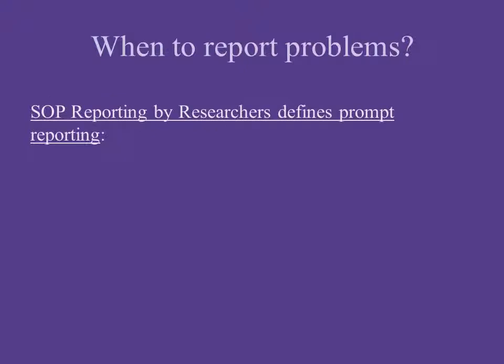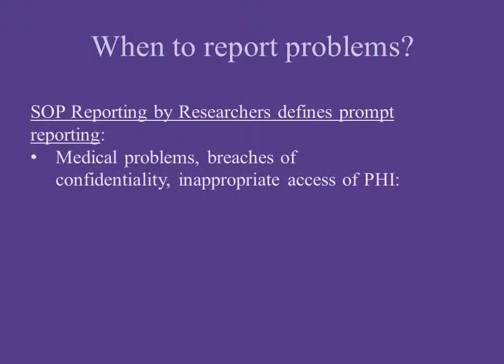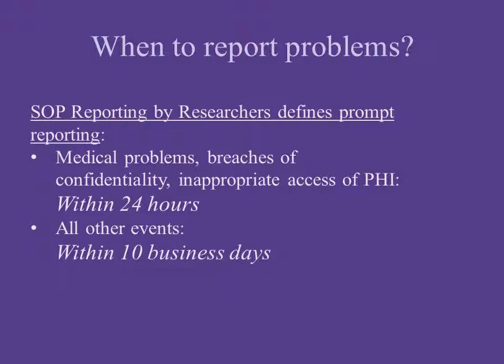Researchers should report problems to the IRB promptly. Our new SOP defines prompt reporting for medical problems, breaches of confidentiality, and inappropriate access of PHI as being within 24 hours of when a researcher becomes aware of the problem. All other problems should be reported within 10 business days of when the researcher becomes aware of the problem. Problem reporting requirements may differ depending on IRB review arrangements when there are multiple institutions involved.